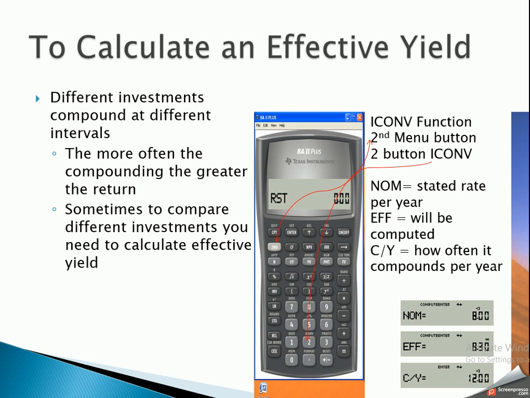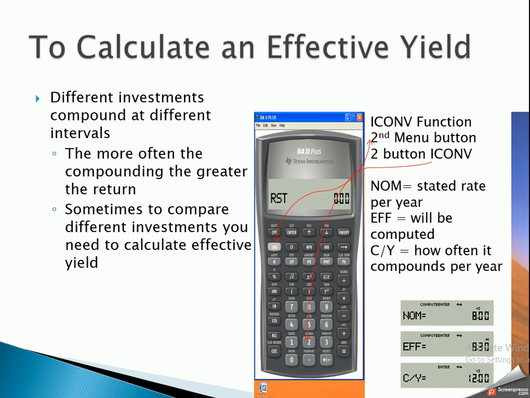So you use a function in your financial calculator. You hit the second menu button and then the number 2, and you see the icon above that. That stands for interest conversion. When you go into that function, you'll see 3 fields. The first field is the NOM field, and that is the stated rate or the quoted rate, the rate that the problem gives us. What is it per year? In my example here, I have an 8%. So I would put in an 8, and then I would push the enter button.